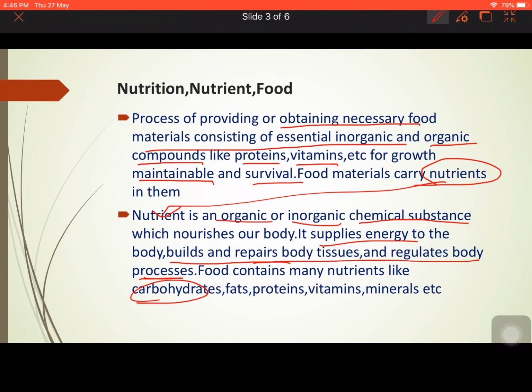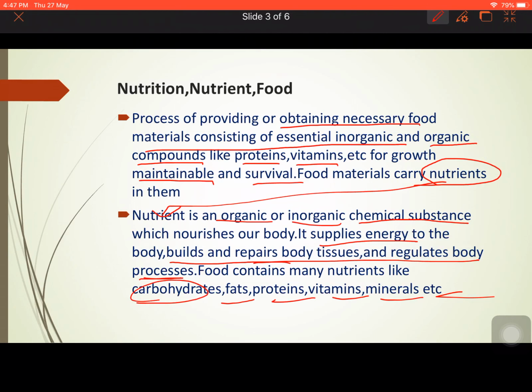So, is it clear? What is nutrition? Nutrition is the process of obtaining necessary food materials consisting of inorganic and organic compounds like proteins and vitamins for growth, maintenance and survival. If you are not taking the vitamins, proteins and fats in adequate amounts, you will not be able to sustain your health, so you won't be able to survive. And these materials come from nutrients, which are organic or inorganic chemical substances.